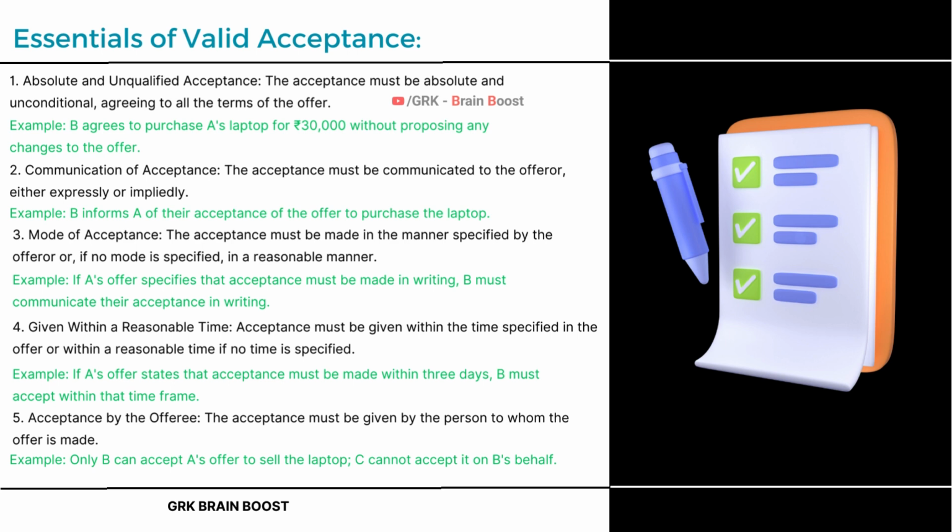Next one is communication of acceptance. The acceptance must be communicated to the offerer either expressly or impliedly. Example, B informs A of their acceptance of the offer to purchase the laptop.